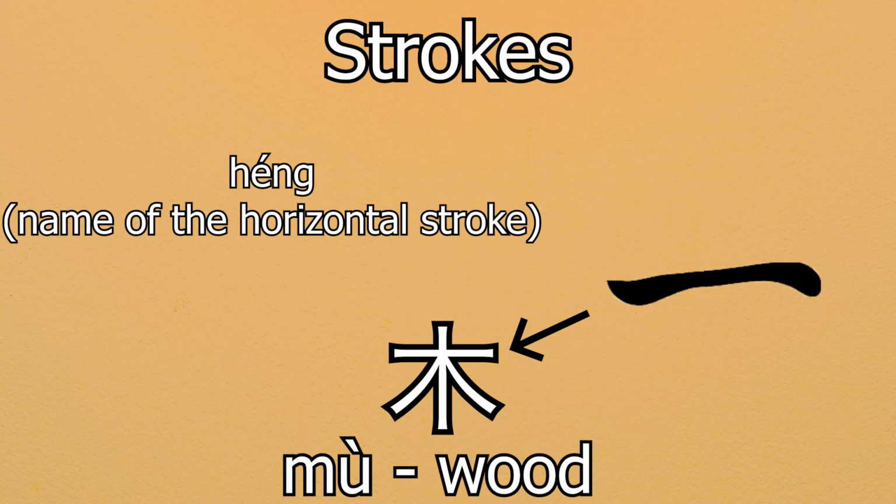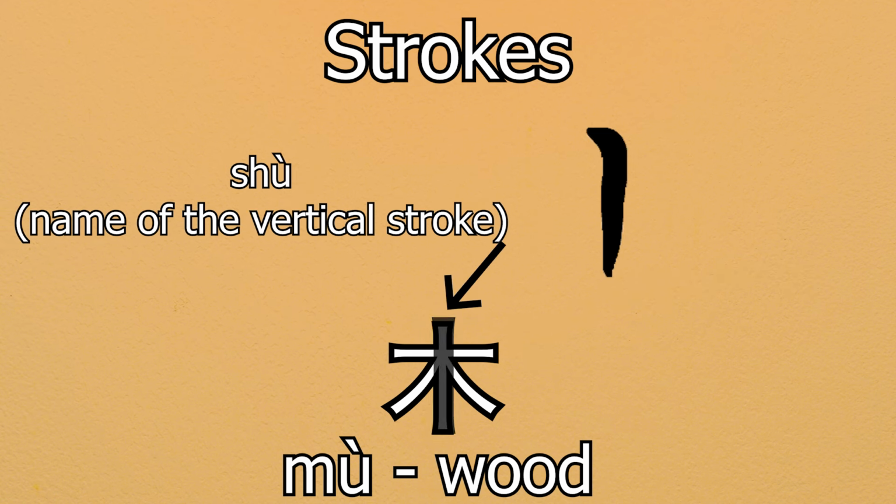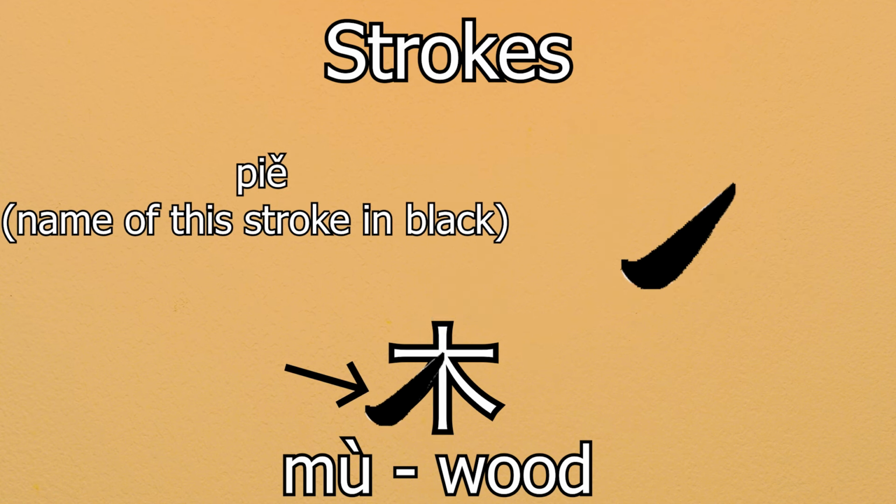Every stroke has a name, but learning the name of the stroke is not useful to learn Chinese. So we actually are not going to study this. I'm just going to make a few examples so you can know. Then we have shu, which is the vertical stroke. Then we have pie, which is this stroke. And last, we have na, which is this one.